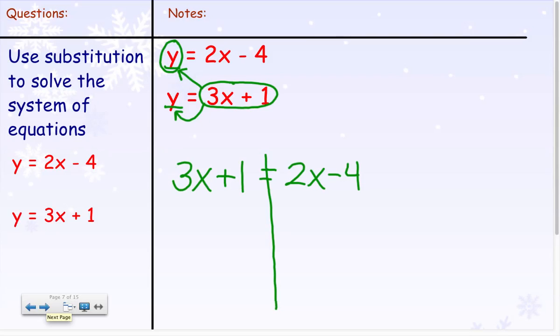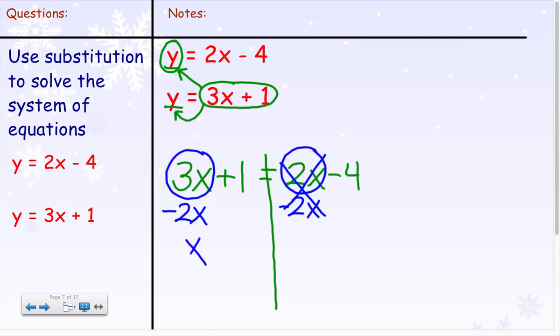I know I did this correctly if I have just one variable. Now this one looks a little different because we have a variable on both sides. We know when we have a variable on both sides, we need to get it on the same side. So we can minus 2x on both sides or minus 3x. It doesn't matter. I always like to keep things positive. And then to get x by itself, subtract 1 on both sides. Negative 5.